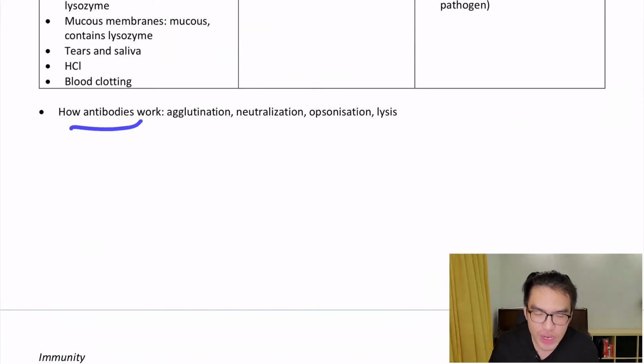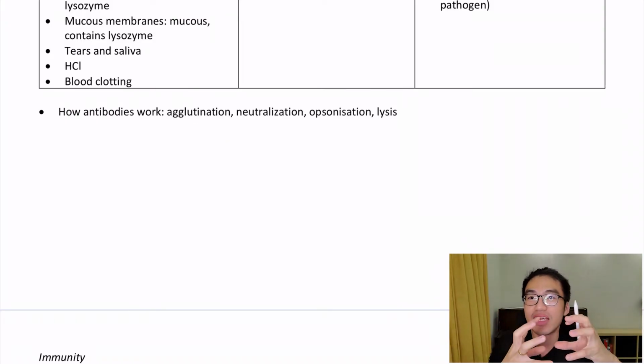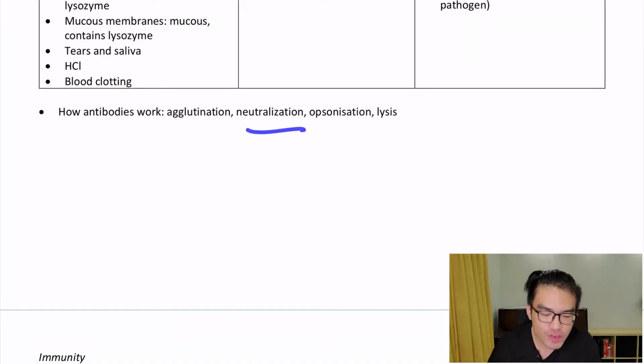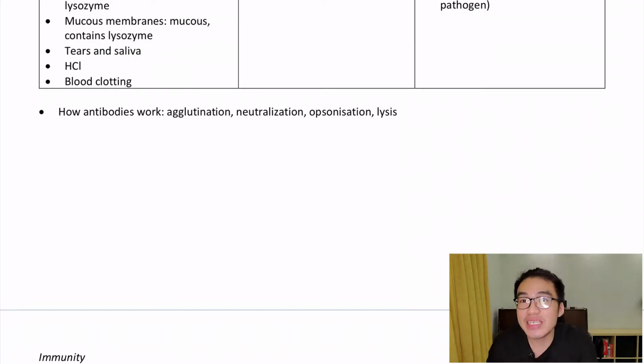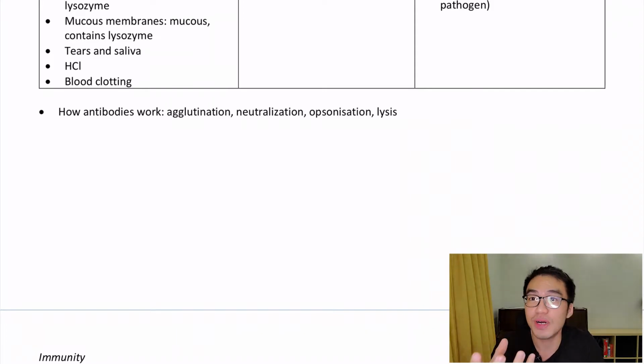How antibodies work, this part I wouldn't want you to focus on. There are 4 ways antibodies work. Agglutination means they stick all these pathogens together. Think glue, agglutination glue. Neutralization is to neutralize the toxins produced by the pathogen. Opsonization acts as a marker. These antibodies will mark the pathogens so that it's easier for neutrophils to engulf them. And of course, last, lysis. I said this in the last video. Lysis means to burst. It will make the pathogen burst so that they die.